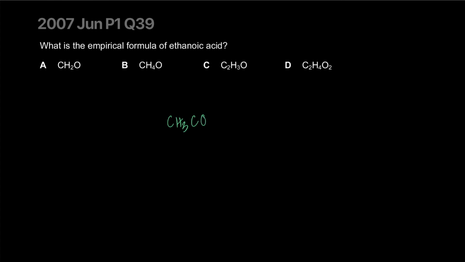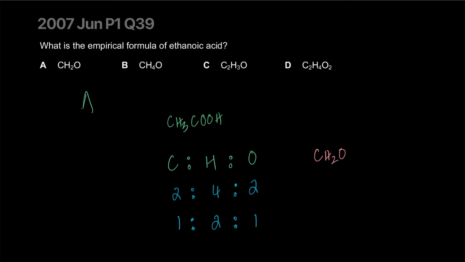What is the empirical formula for ethanoic acid? So carbon, hydrogen, oxygen. You have two carbons, you have four hydrogens, you have two oxygens. That's 1, 2, 1. So it's going to be CH2O. CH2O, A is our answer.